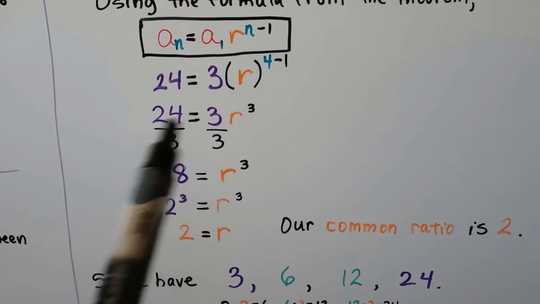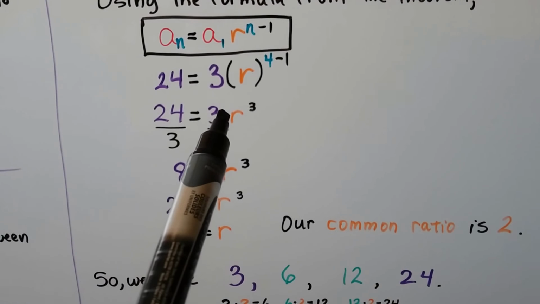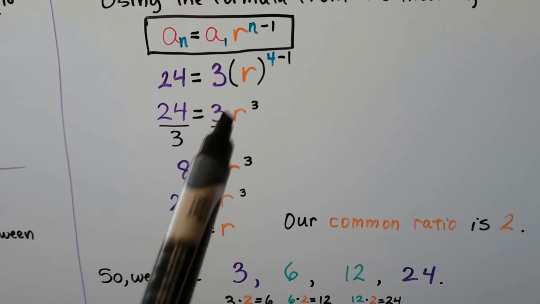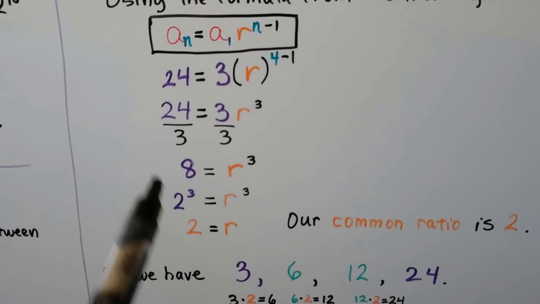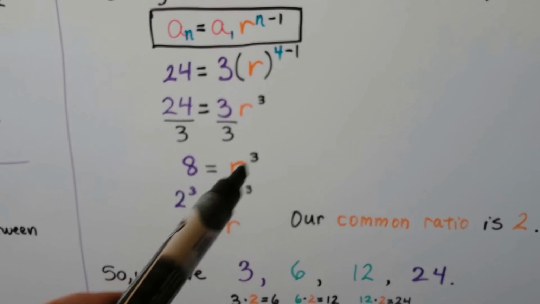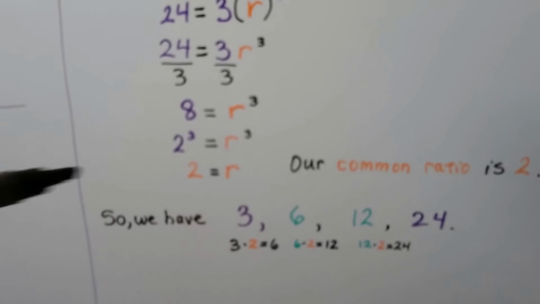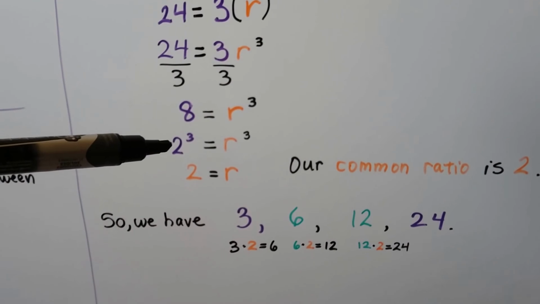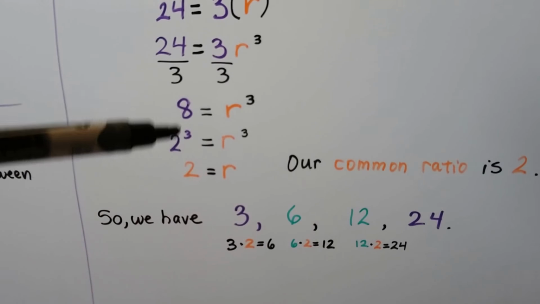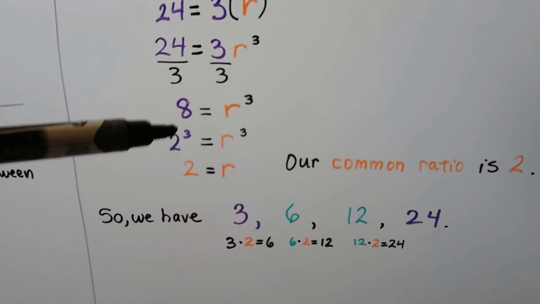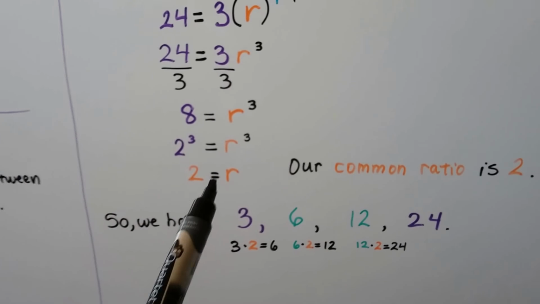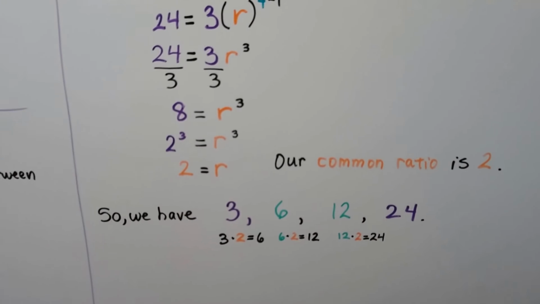We can divide both sides of the equal sign by this coefficient 3 to simplify it and solve for r. It's going to give us a giant 1, same numerator and denominator. That's going to give us an 8 on this side. 8 equals r cubed. That means 2 cubed equals r cubed, doesn't it? Because we can write 8 as 2 times 2 times 2. Well, if 2 cubed equals r cubed, that means 2 equals r, doesn't it? So our common ratio is 2.